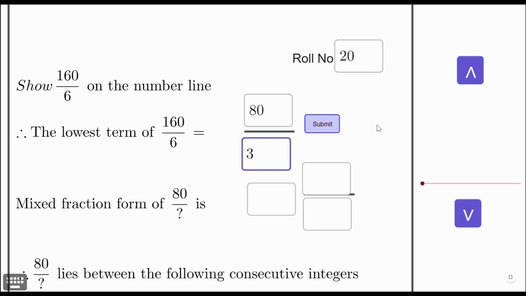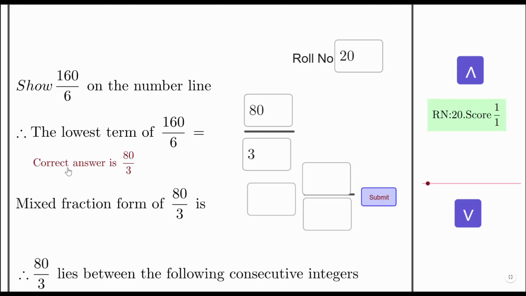So write your answer and then press submit button. On pressing submit button, you'll get correct answer and you'll get your score. So here my answer is correct. So now my score is 1 on 1.